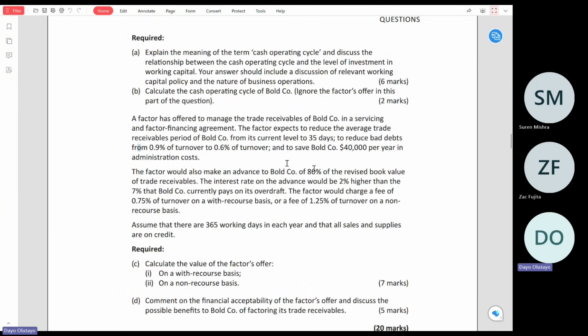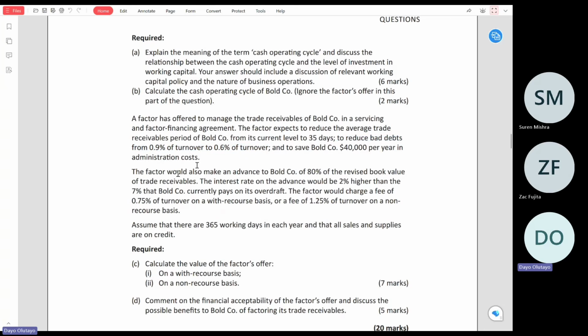And remember, this bad debt reduction will only be applicable to recourse basis because for non-recourse basis, it will be going from 0.9% to 0% because there won't be any bad debt for non-recourse basis. So take note, they don't have to spell all that to you clearly like that. So you need to know from your understanding of the concept.